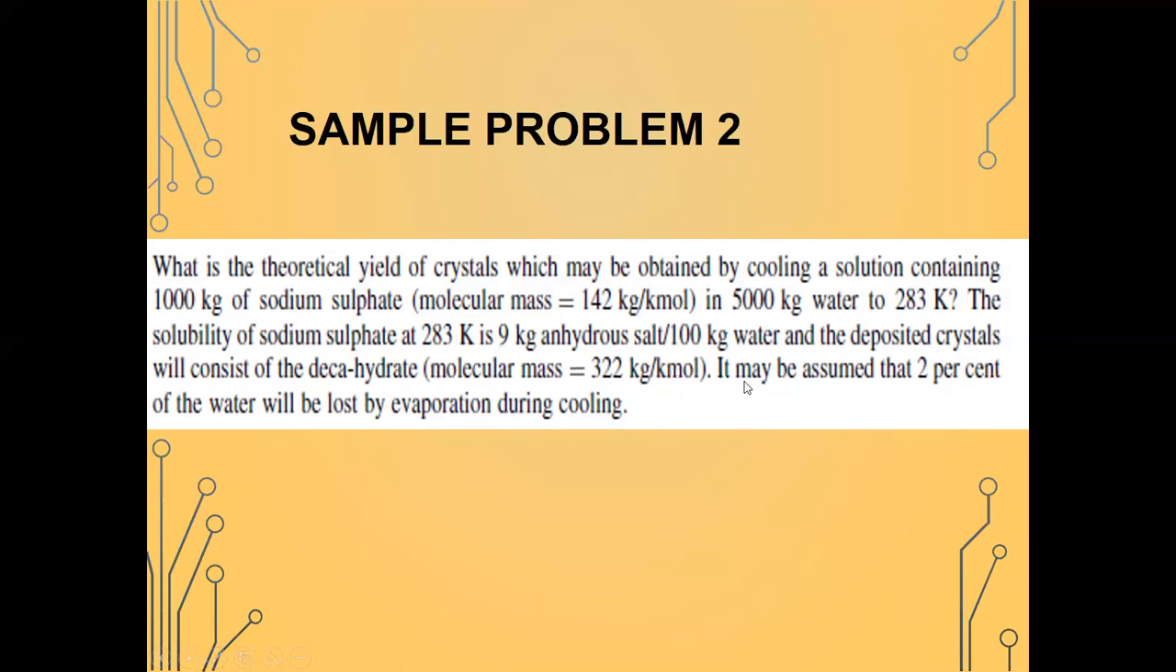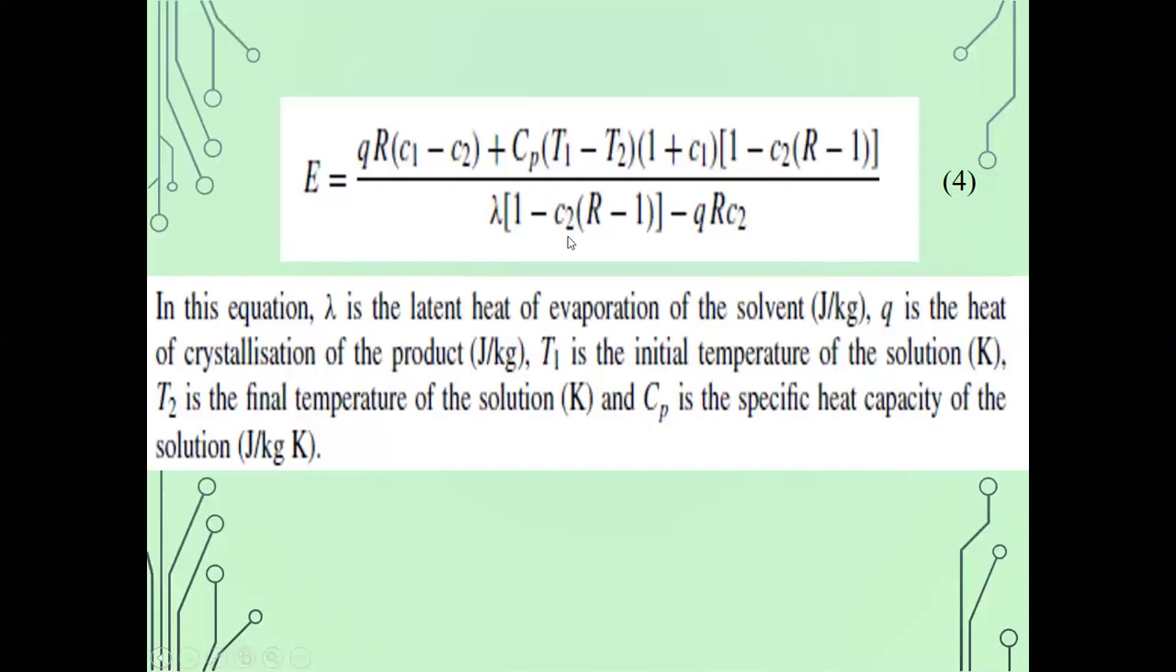Since the problem already stated in the last statement that it may be assumed that 2% of the water will be lost by evaporation during cooling, that simplifies the problem for you because this is already your E, the amount of water evaporated over the initial amount of water. That's actually the percentage of water evaporated from the initial amount. Then you don't need to worry about finding the E based on this particular equation, because it's already stated here.